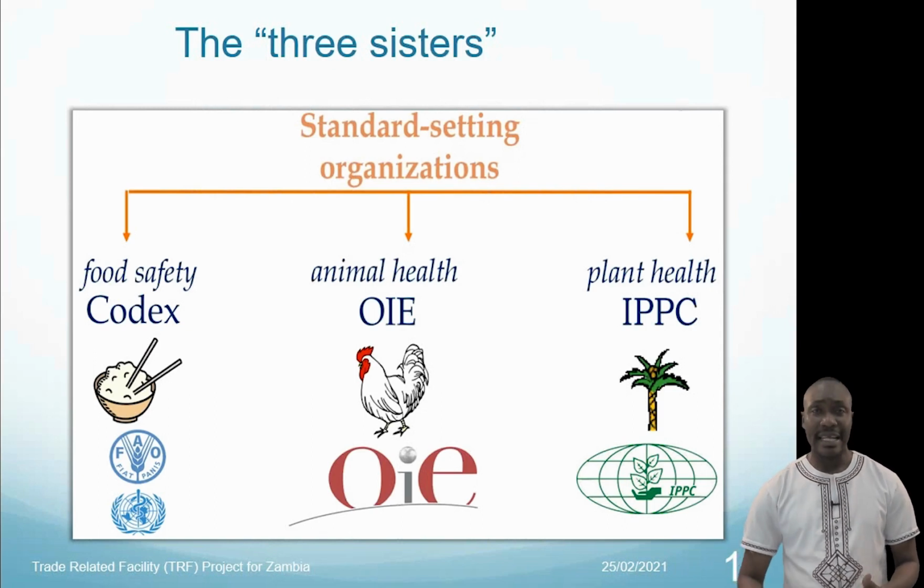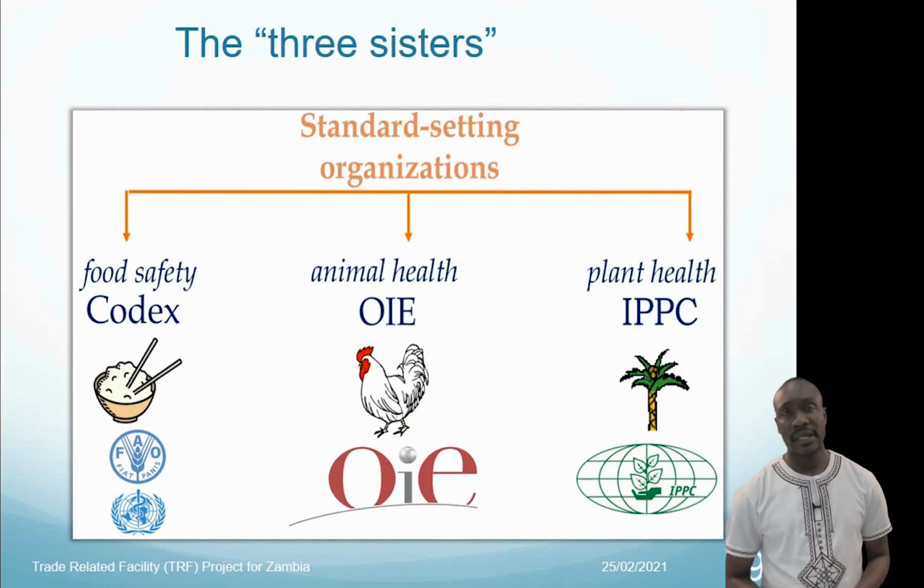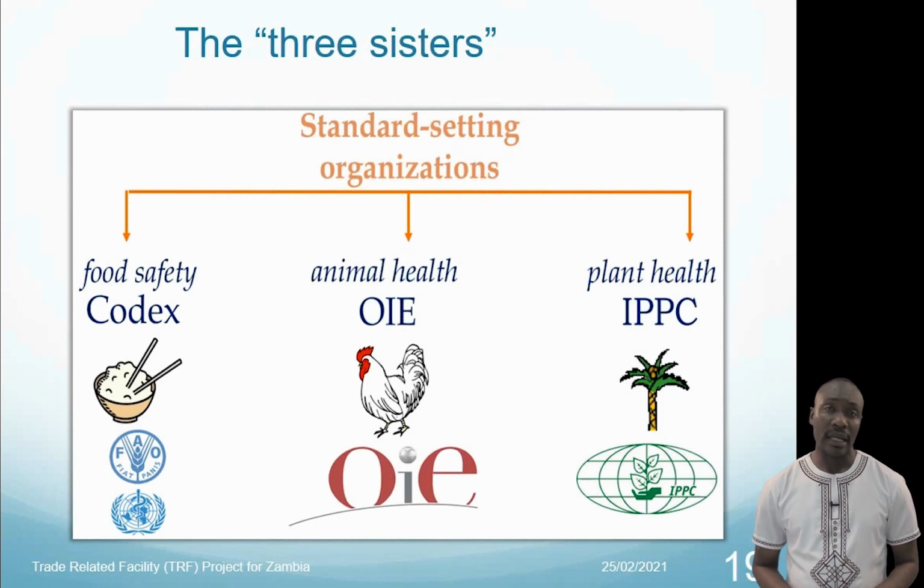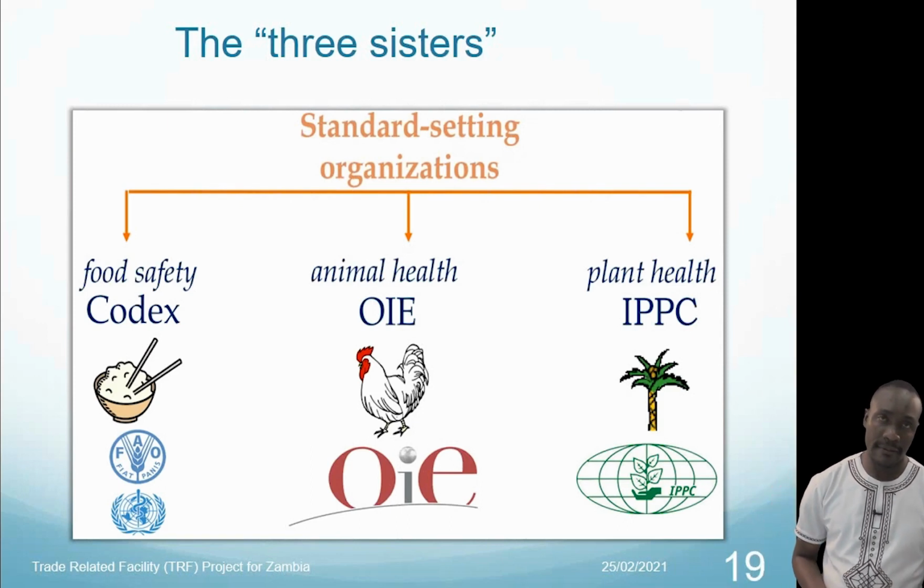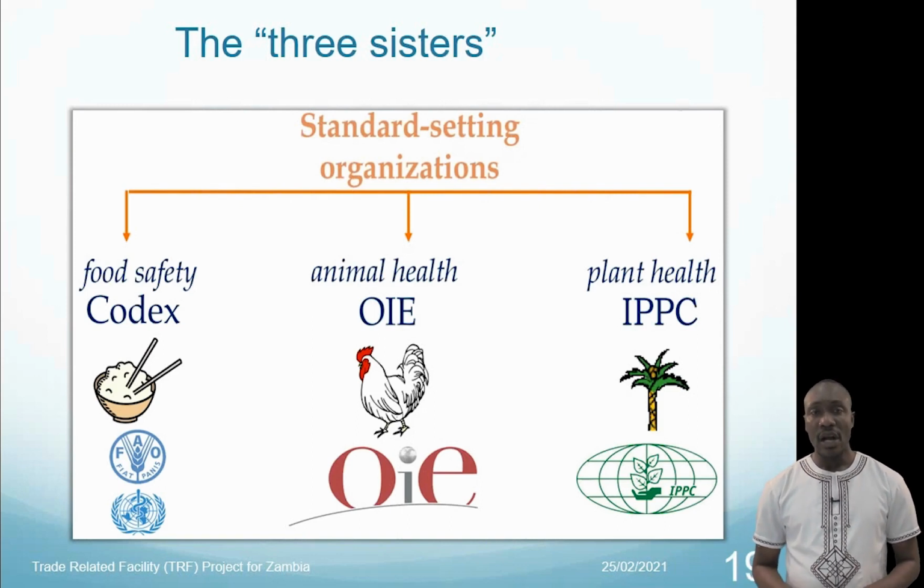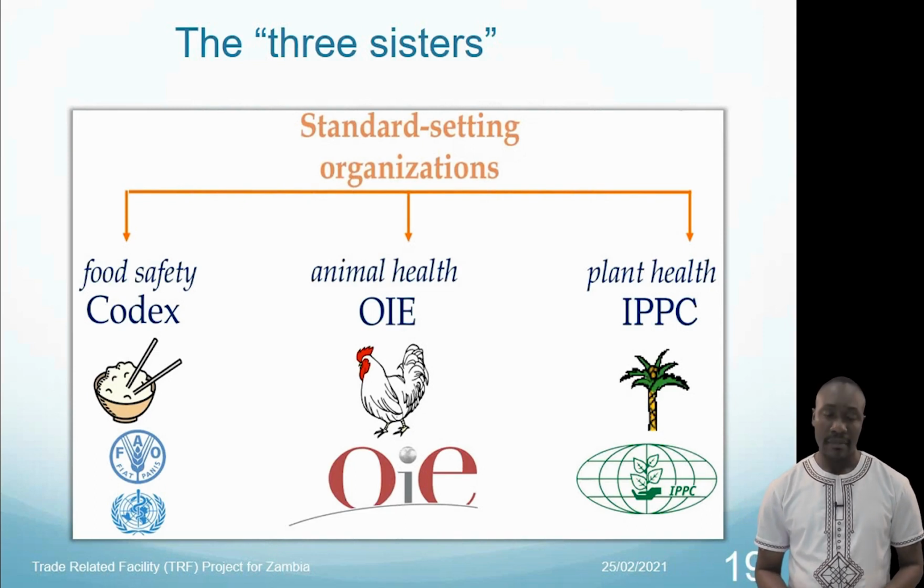So who sets guidance? Who sets standards for that? You will find that with the Codex Alimentarius Commission. This is a body that is jointly owned by the Food and Agriculture Organization of the United Nations, the FAO, and also the World Health Organization. When it comes to animal health, then you have the OIE, setting standards for the same. For plant health, you have the IPPC.